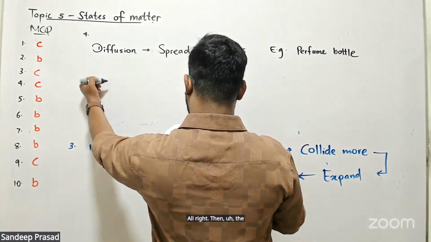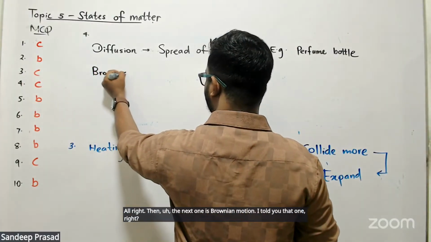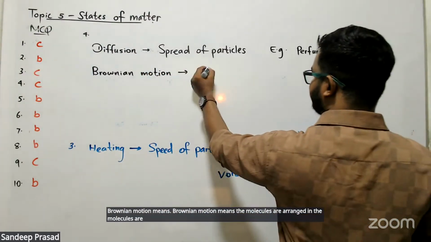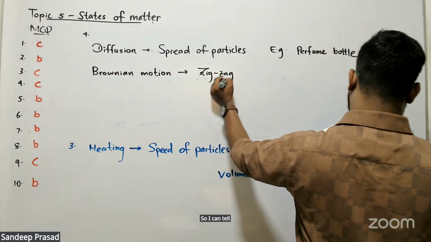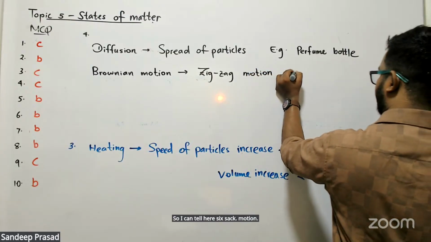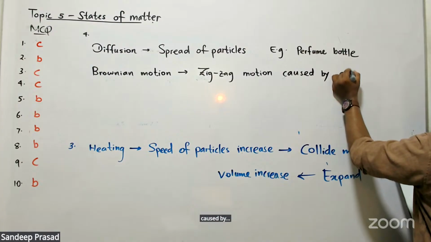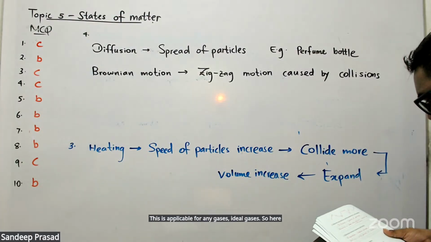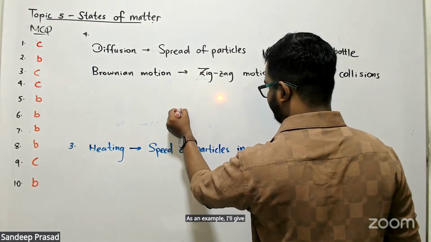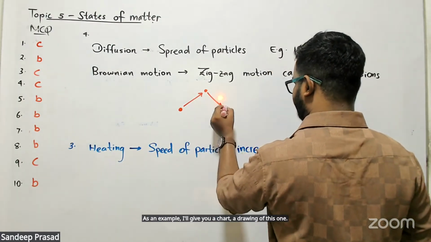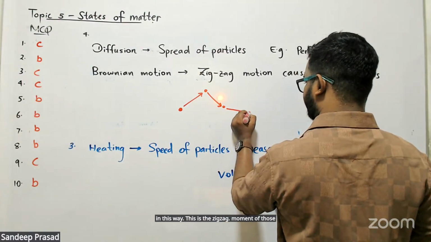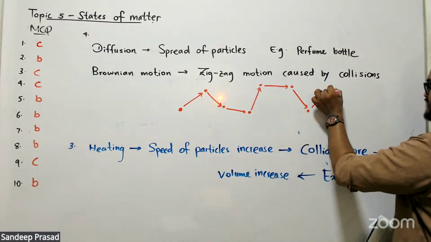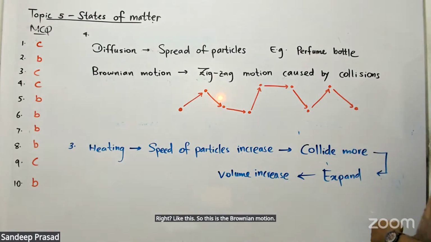Then the next one is Brownian motion. I told you that one, right? Brownian motion means the molecules are moving in a zigzag way. So I can write here, zigzag motion goes by collisions. This is applicable for any gases, ideal gases. As an example, I'll give you a drawing of this in this way. This is the zigzag movement of those particles. Right, like this. So this is the Brownian motion. Okay.